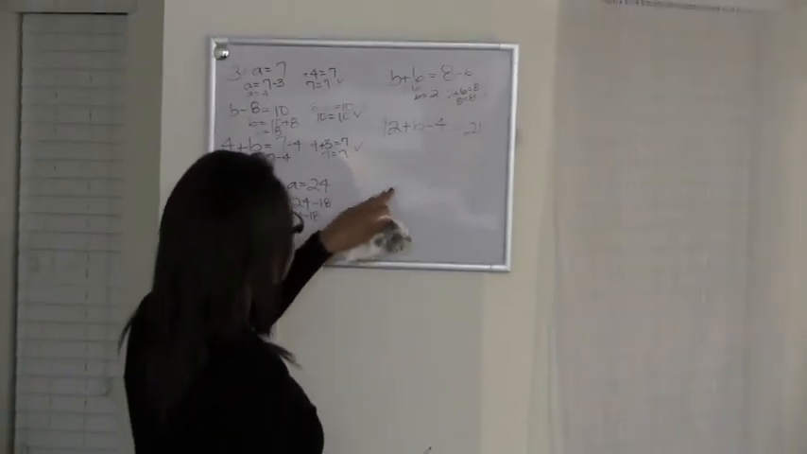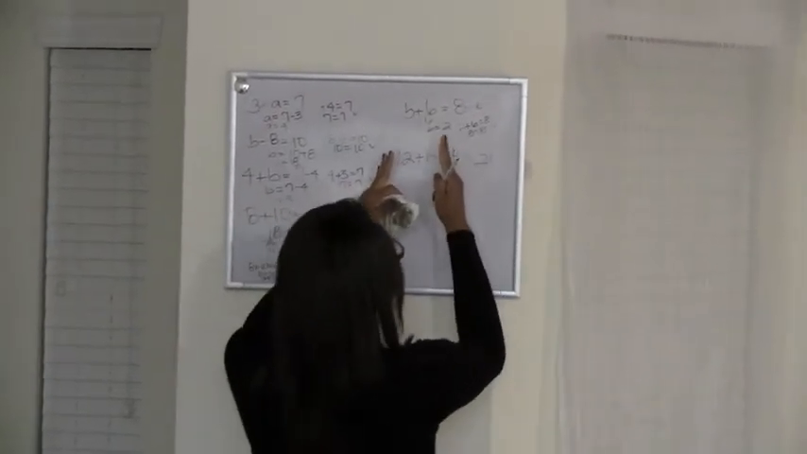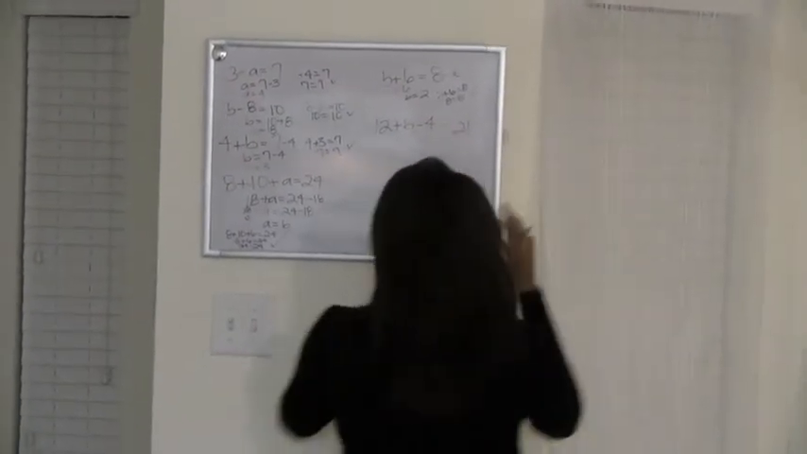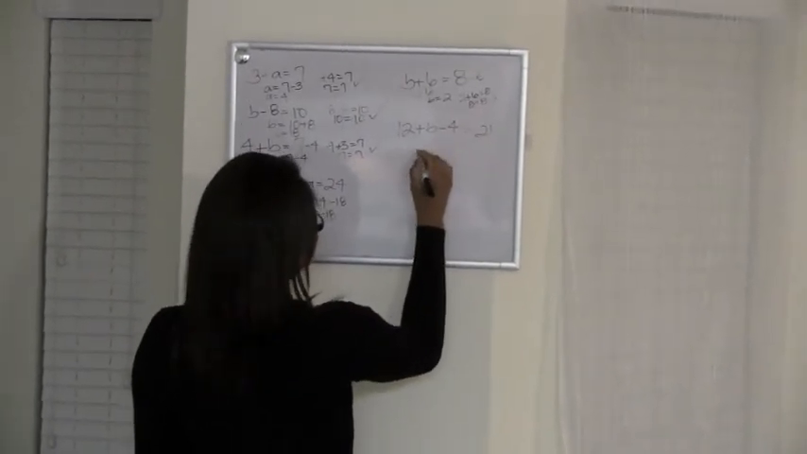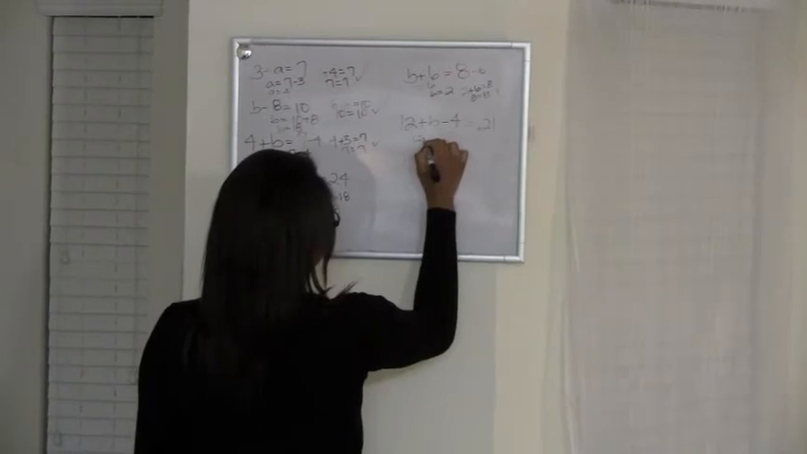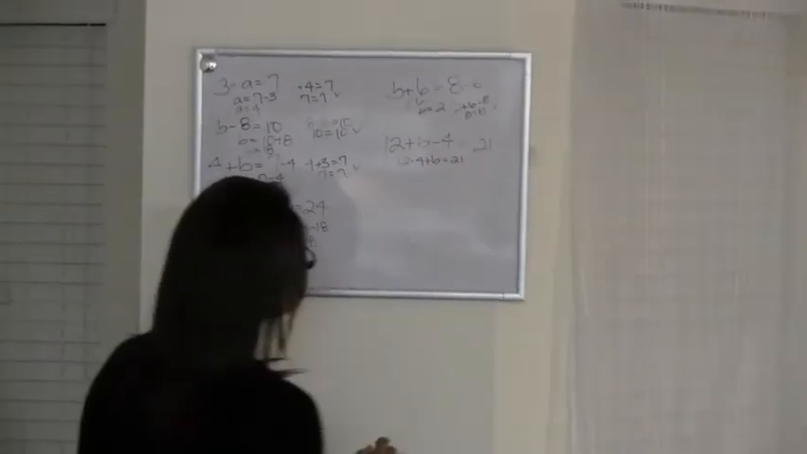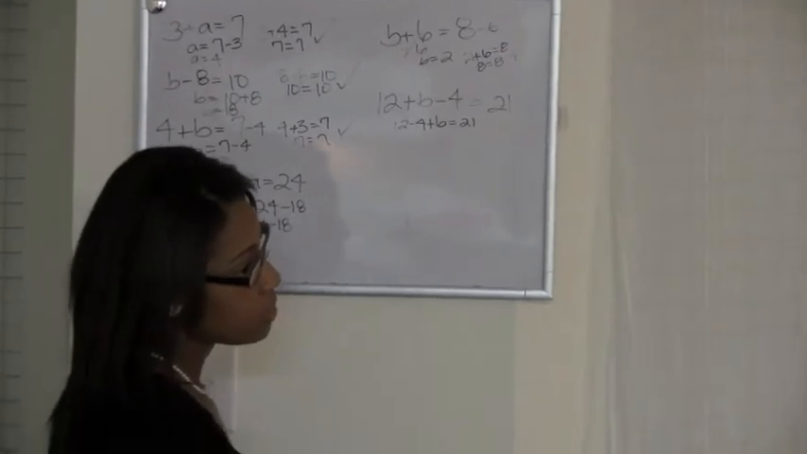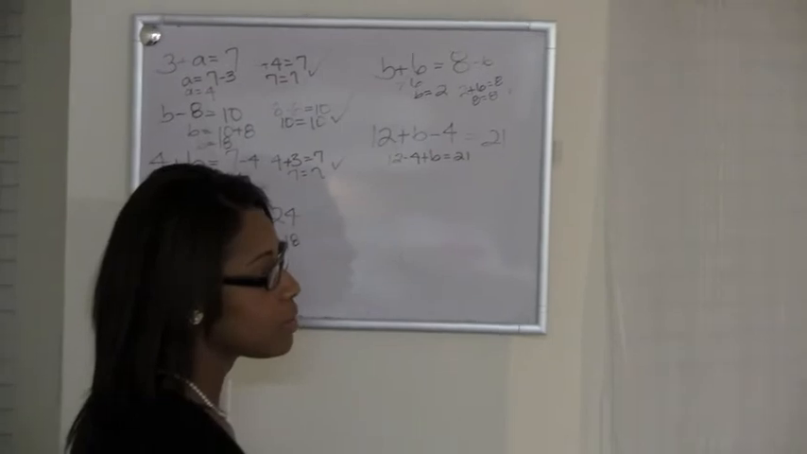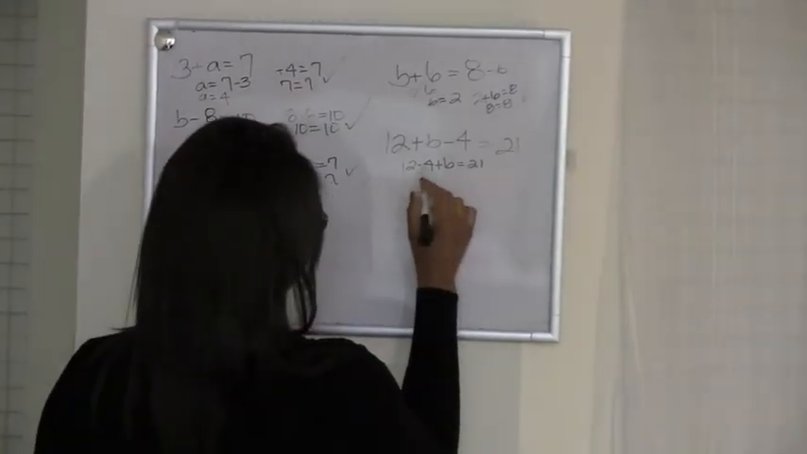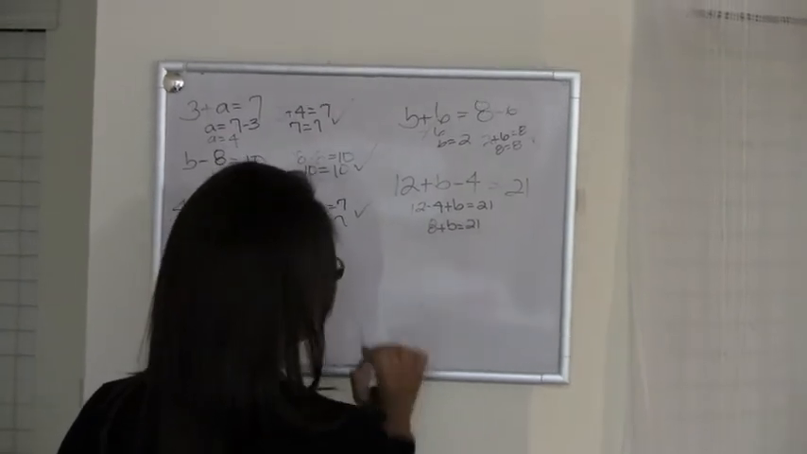Okay, this problem is similar to one of the ones we have done earlier. So can you tell me what we need to do in order to take care of business on the left, and then move it on over to the right? Do 12 minus 4. Yes. So 12 minus 4 plus b equals 21. 12 minus 4 equals 8. So you have your 8 plus b equals 21.